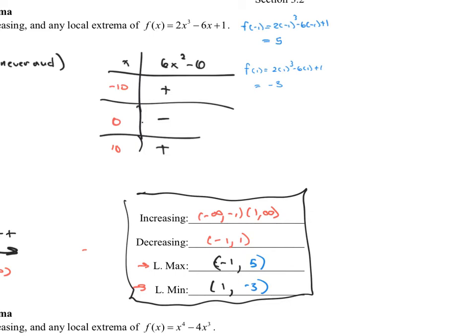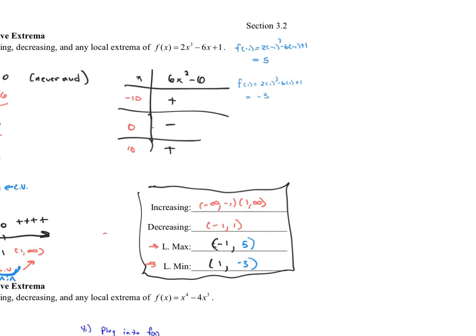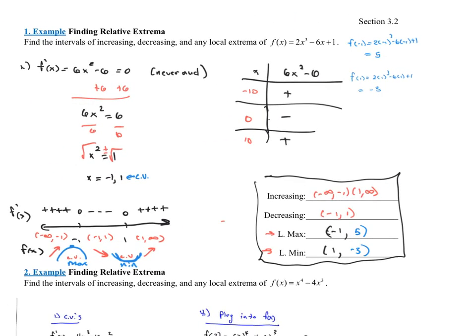This process is the exact same anytime a question asks for increasing, decreasing, and local extrema. If we're using the first derivative test, we're going to follow this exact same process. Find the derivative, find the critical values, plot them on a real number line, test points in each interval, interpret increasing and decreasing. If it changes from increasing to decreasing, it's a max. If it changes from decreasing to increasing, it's a minimum. That allows us to get the final answers.